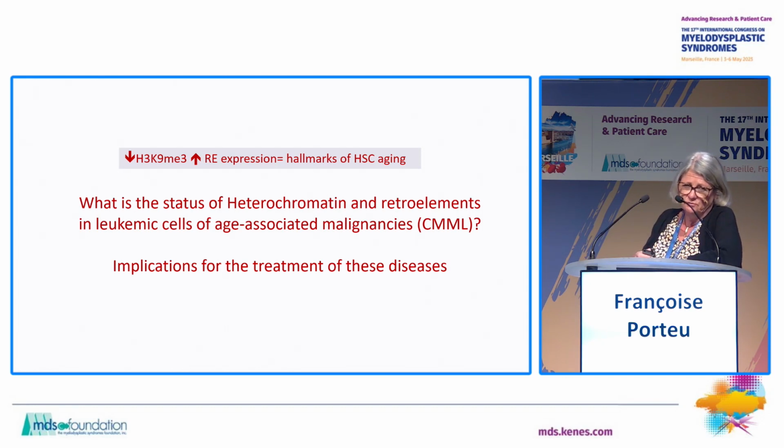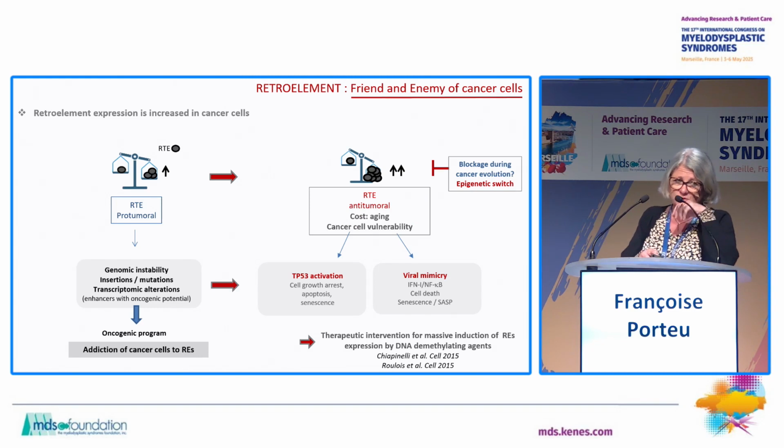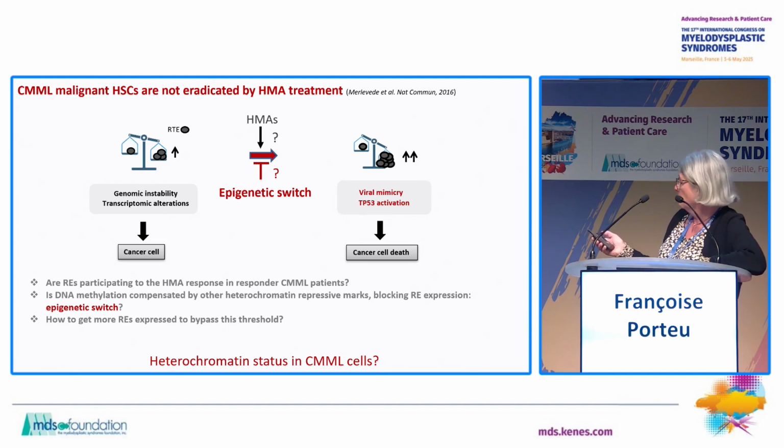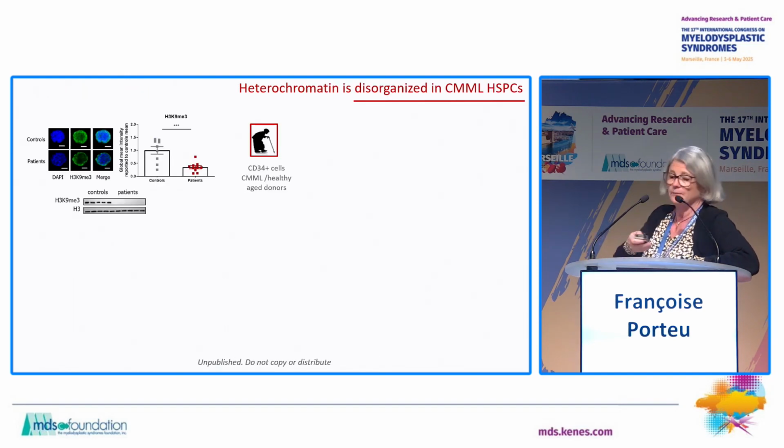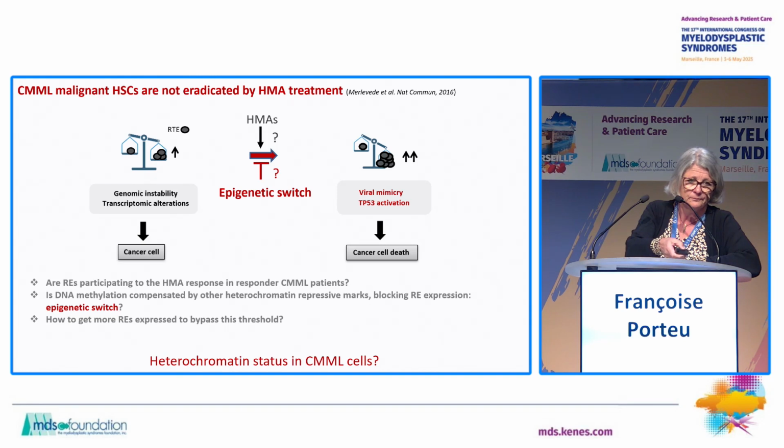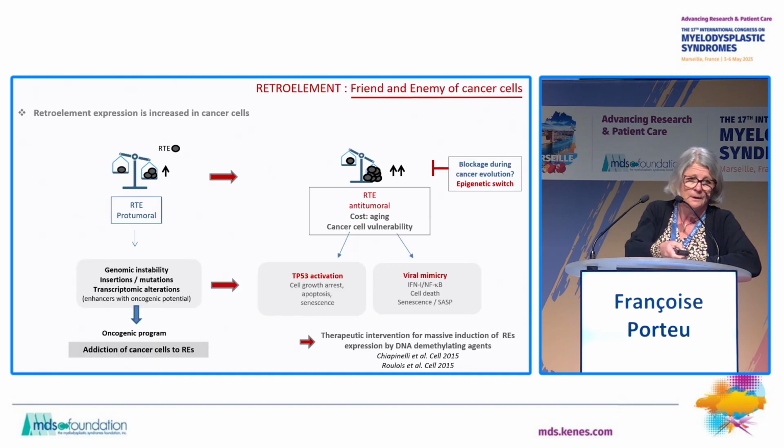So to answer this question, first I have to come back a little bit on the role of retroelements, and particularly in cancer cells. So retroelements, you must imagine that they are strong oncogenes, which can be the case indeed because they can induce genomic instability, such as insertion and mutation, but also they are very important in transcriptomic alteration. They can behave as enhancers with oncogenic potential, silencers, splicers, and so on.